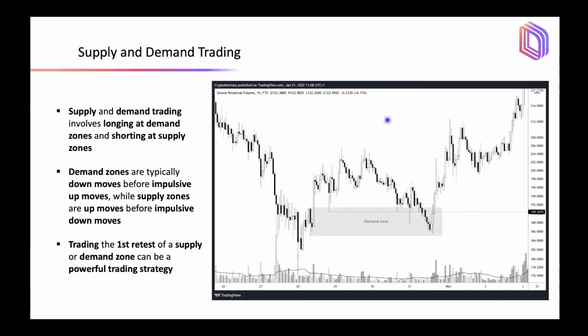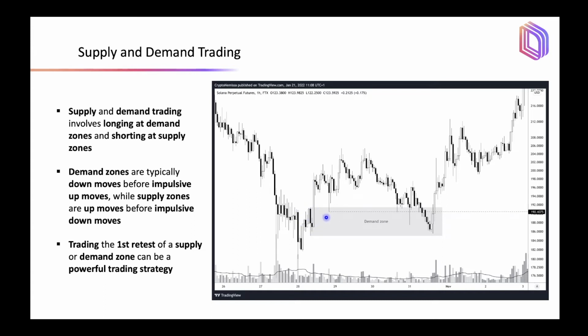Supply and demand trading involves longing at demand zones and shorting at supply zones. What we mean by supply and demand zones is that, for example, demand zones are down moves before impulsive up moves like we see here, and supply zones are up moves before impulsive down moves. So here we have a clear demand zone.